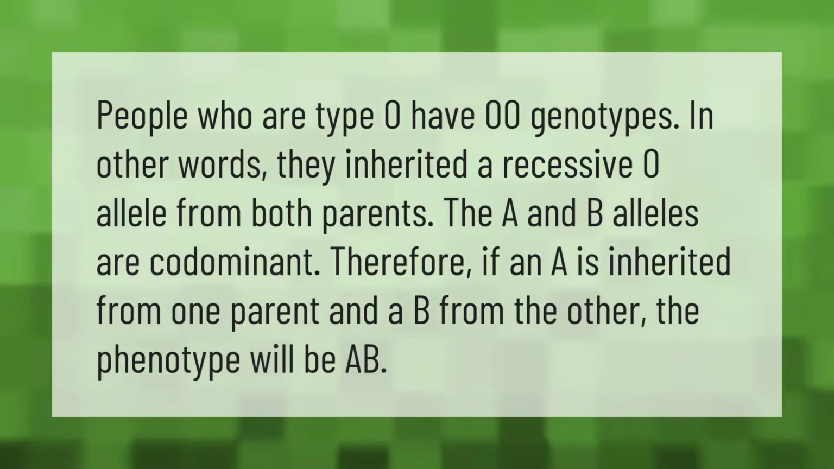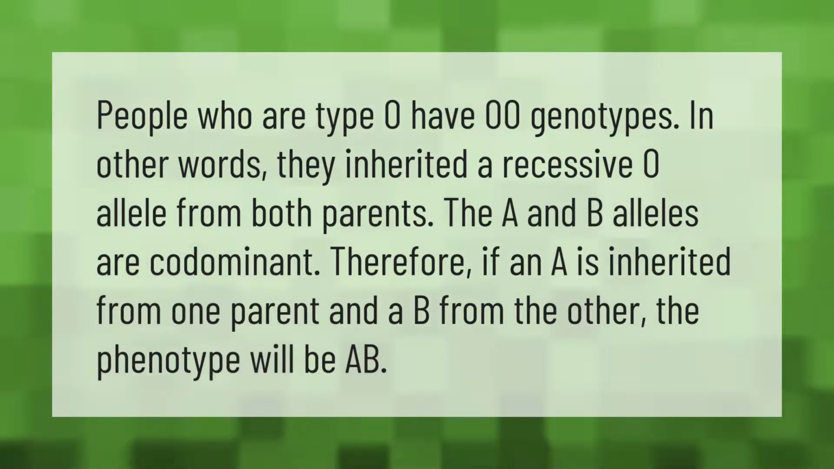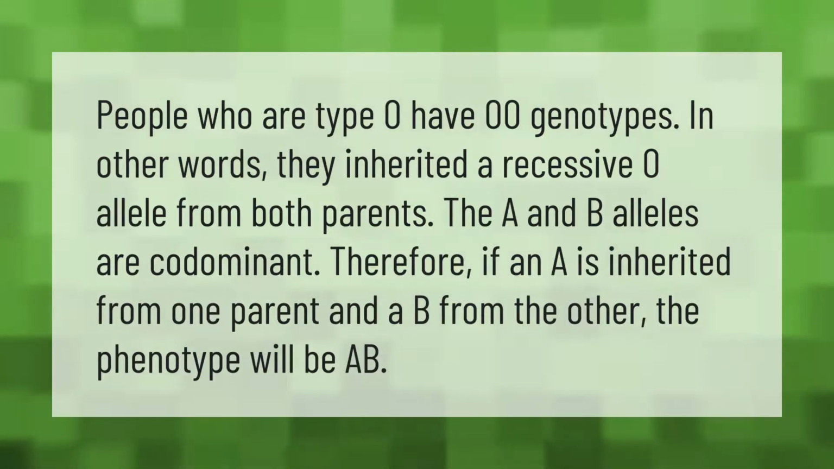People who are type O have ii genotypes. In other words, they inherited a recessive i allele from both parents. The A and B alleles are codominant. Therefore, if an A is inherited from one parent and a B from the other, the phenotype will be AB.